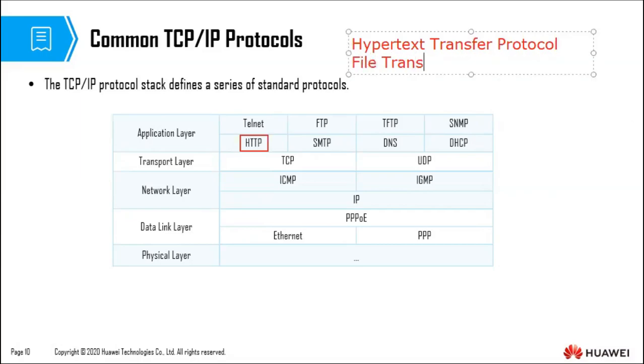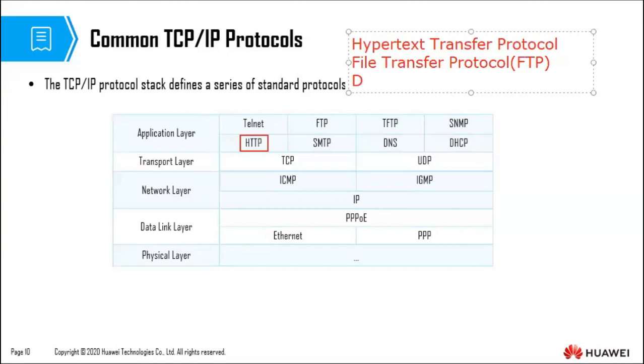Then we have FTP. FTP is file transfer protocol. So FTP is used to provide a method for transferring files. So you're able to transfer files from one host to another. So we can set up a point-to-point connection between my laptop and your laptop, and we transfer files. So we're going to be using FTP for that.